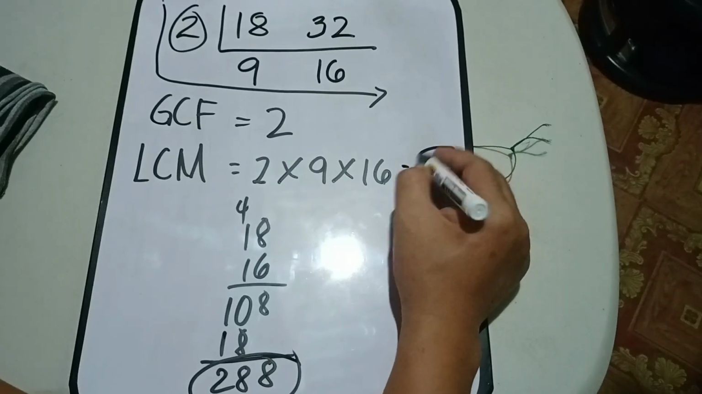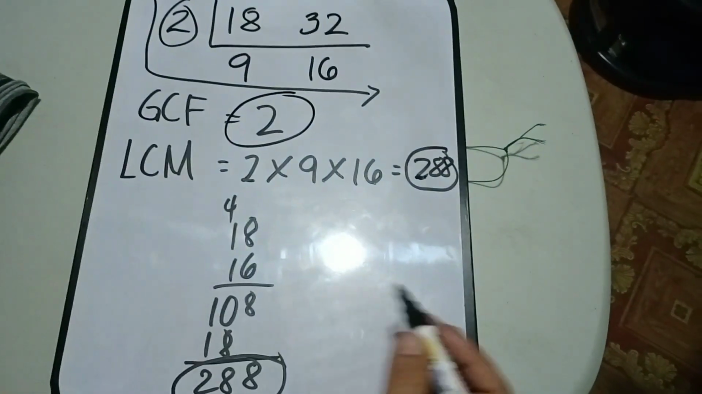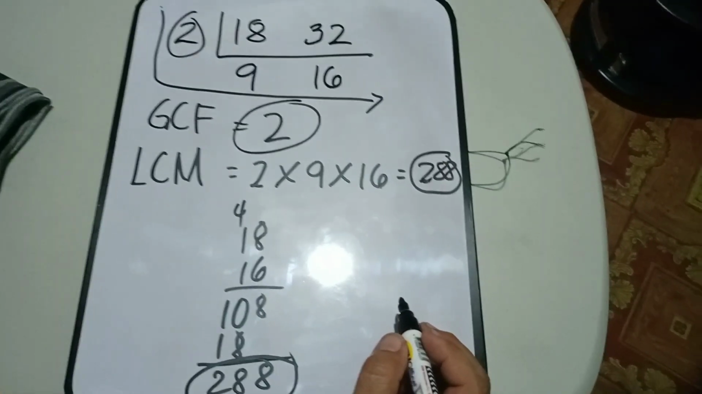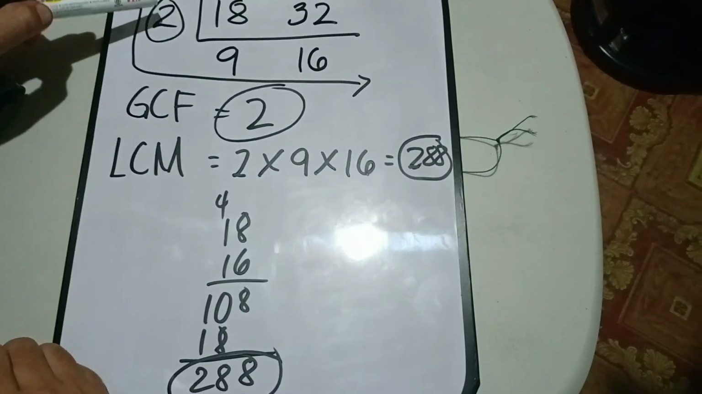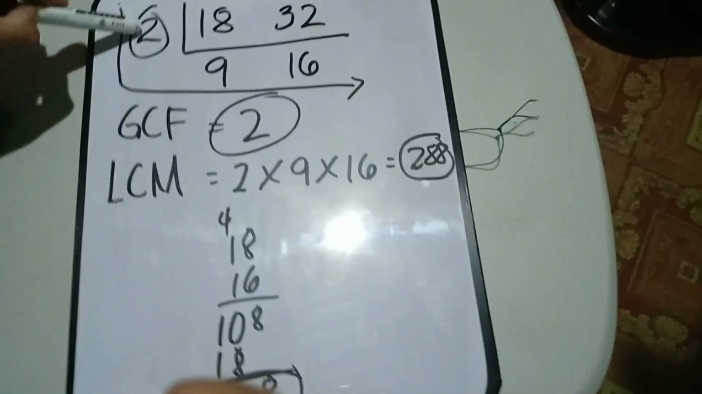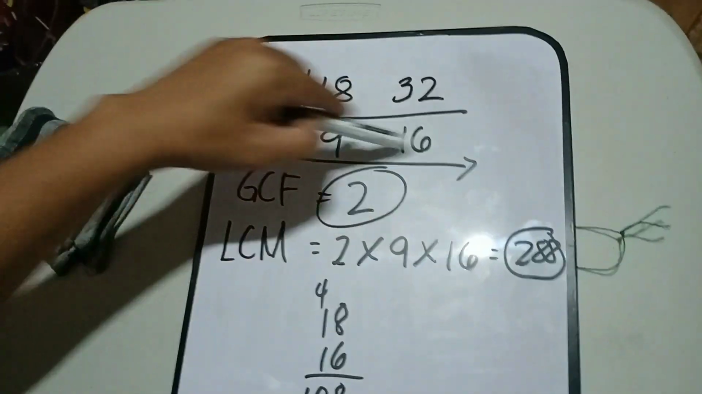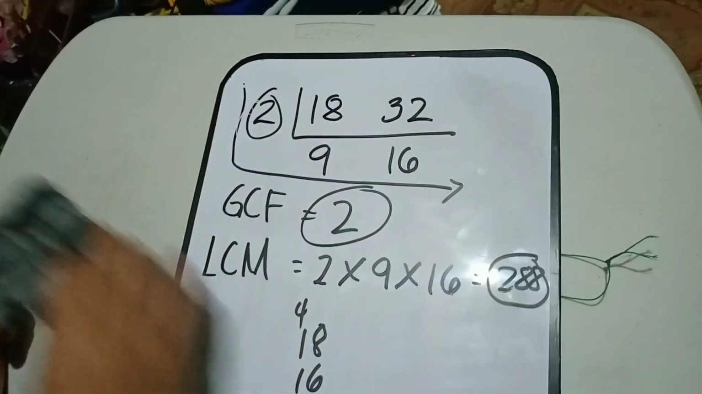So, that will be our least common multiple. And this is our GCF, 2. Okay? Malinaw po. Pag sinabing GCF, the number on the left is the GCF. And the lahat ng yan is belonging to LCM.